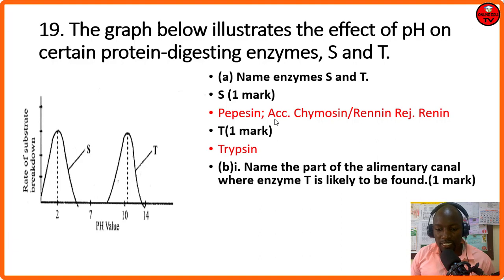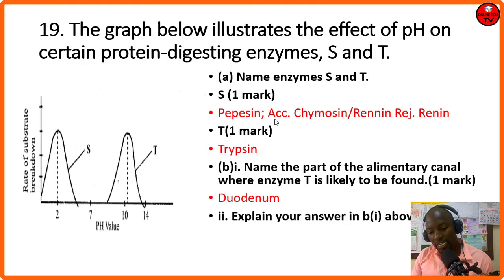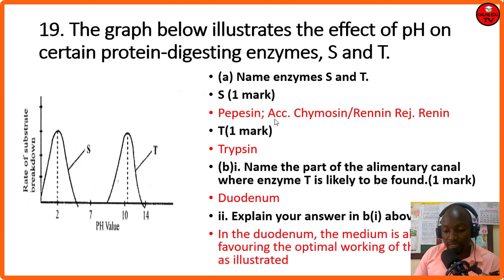Name the part of the alimentary canal where the enzyme T is likely to be found. That is in the duodenum. Explain your answer. The answer: in the duodenum, the medium is alkaline, and that's basic, favoring the optimal working of the enzyme T as illustrated above.